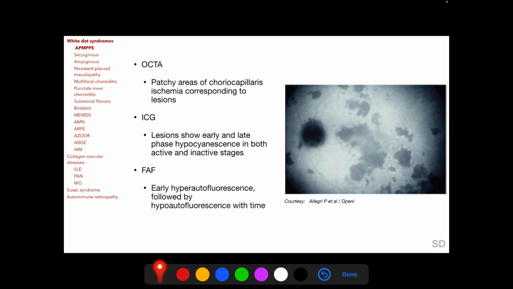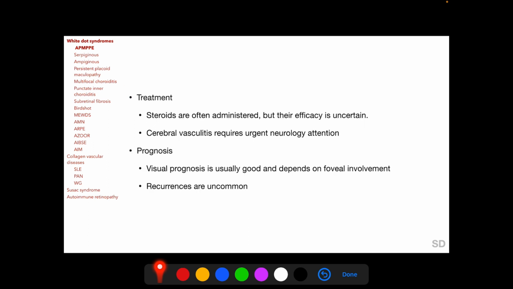FAF shows early hyperautofluorescence followed by hypoautofluorescence with time. So here we see hypoautofluorescence on FAF, and the margins show hyperautofluorescence. In APMPPE, steroids are often administered, but their efficacy is uncertain. However, cerebral vasculitis, if it occurs, requires urgent neurology attention, and we should be mindful of this association.